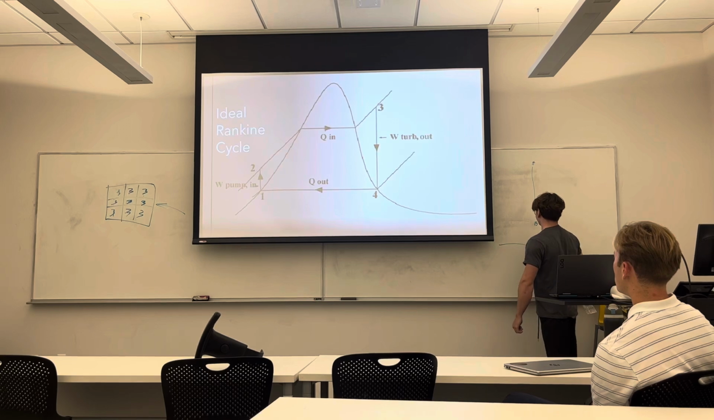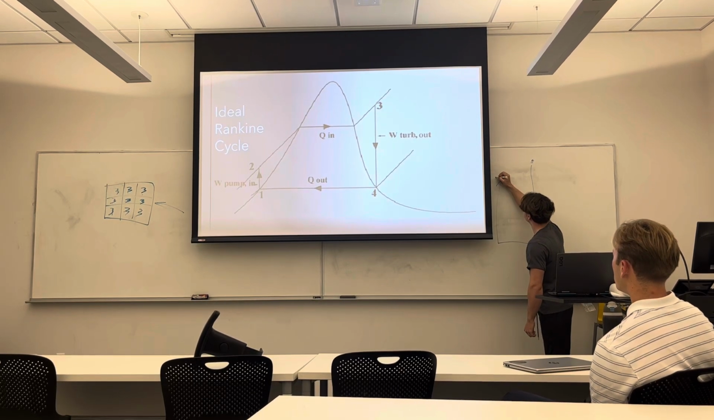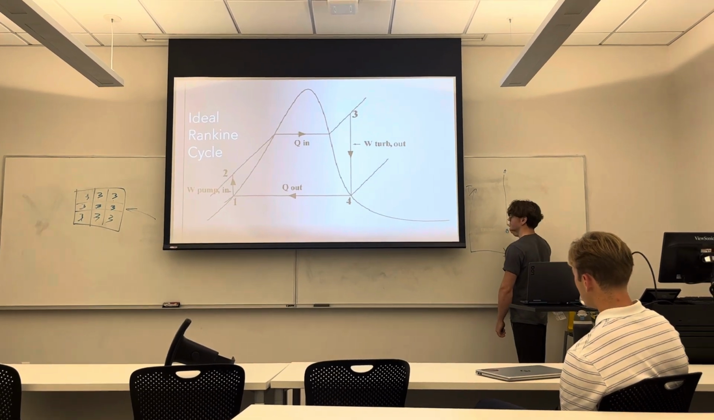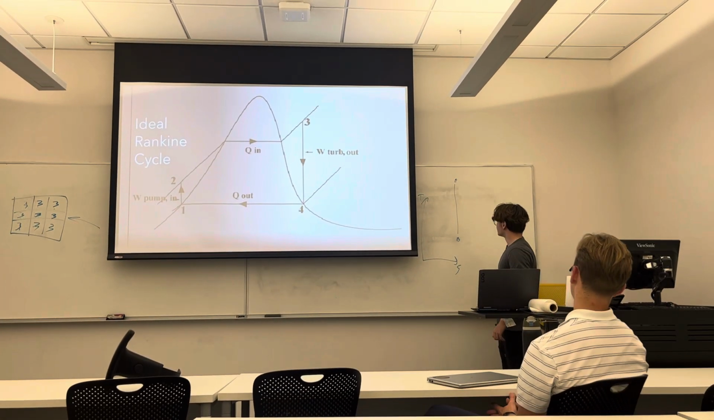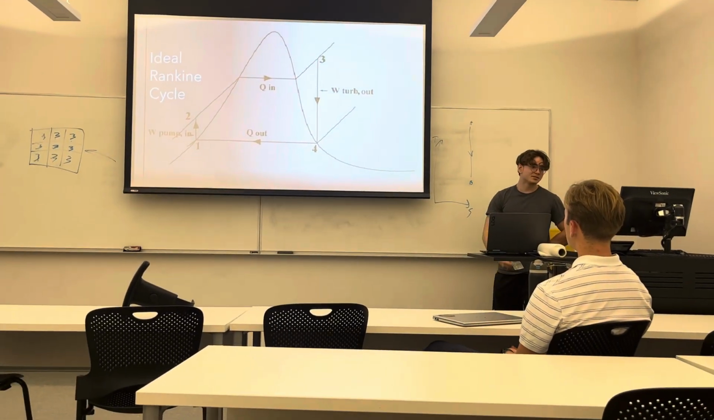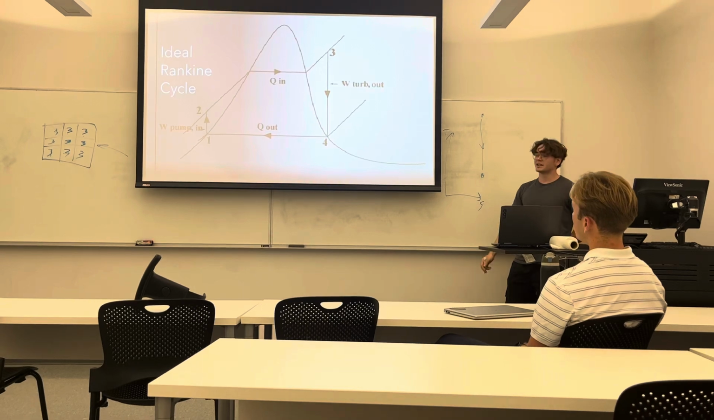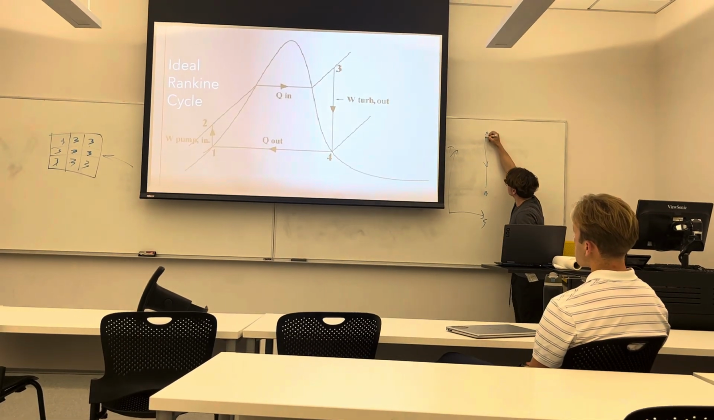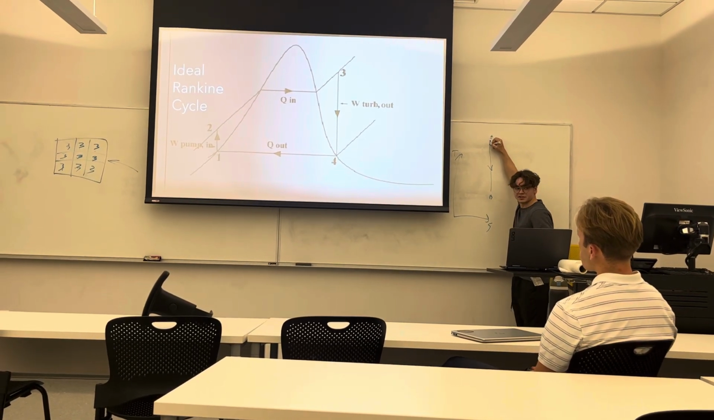I guess I should ignore the fact that there's no zero. But this is the TS diagram, and from here to here is an isentropic process. If it wasn't isentropic, let's say it starts out and we're doing a non-isentropic process, and the entropy doesn't change as it goes down.